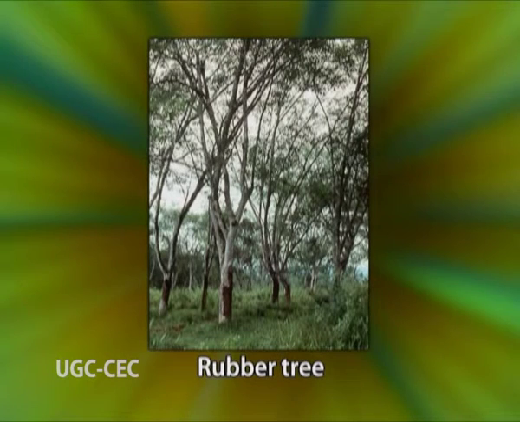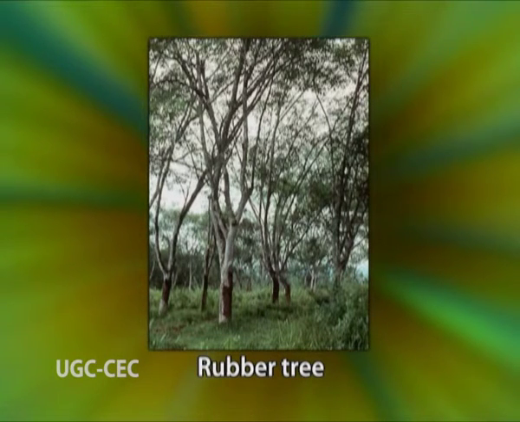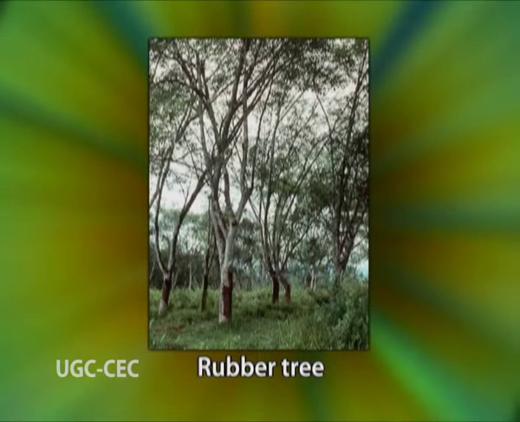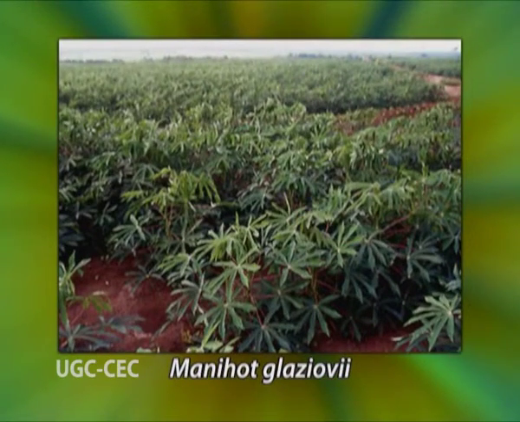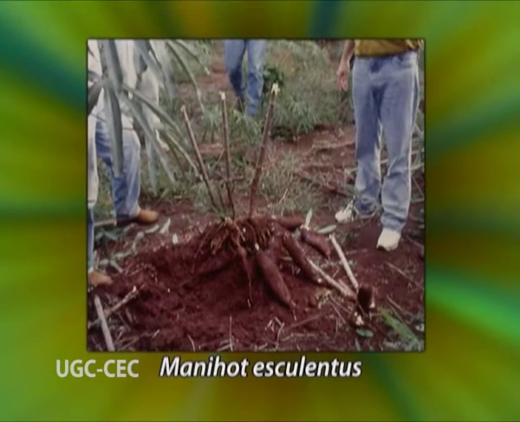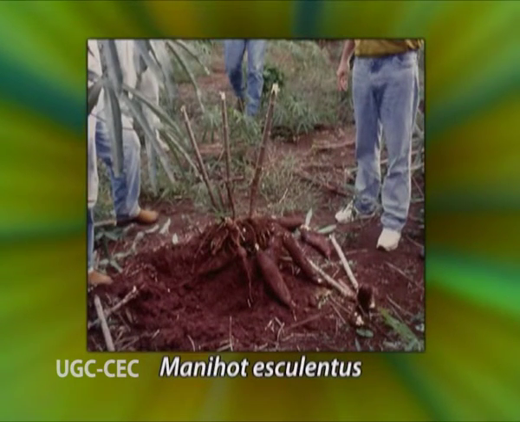Now, the last component of today's lecture is economic importance. The members of the Euphorbiaceae family are of great economic importance. Hevea brasiliensis, commonly known as the rubber tree, is the source of over 98% of the total natural rubber used worldwide. Rubber is also obtained from many Manihot species. Thick roots of many Manihot esculenta are an important food in tropical regions of the world.